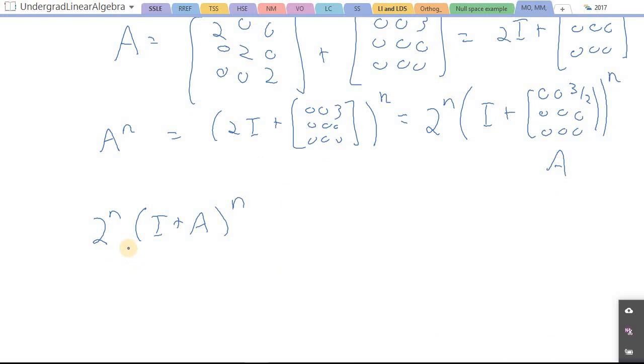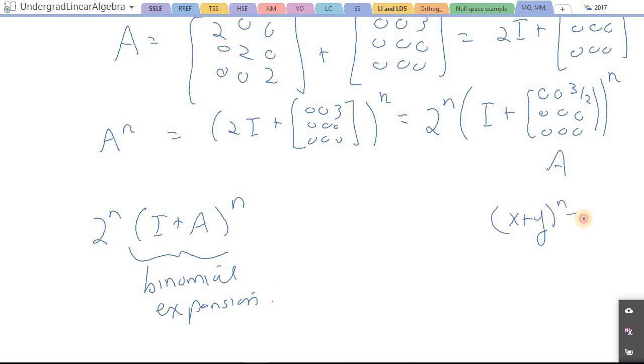Okay. So that's the same thing as 2 to the n times I plus A, to the nth power. Now, this is 2 terms to the nth power. I can do the binomial expansion. If you remember binomial expansion, (x plus y) to the nth power, there's a formula for that. That's equal to x to the n plus, next term is n x to the n minus 1 y, plus, and so on. If you don't know that, then that would be hard for you to come up with. But here I'm going to use x equal to I, and y equal to A.